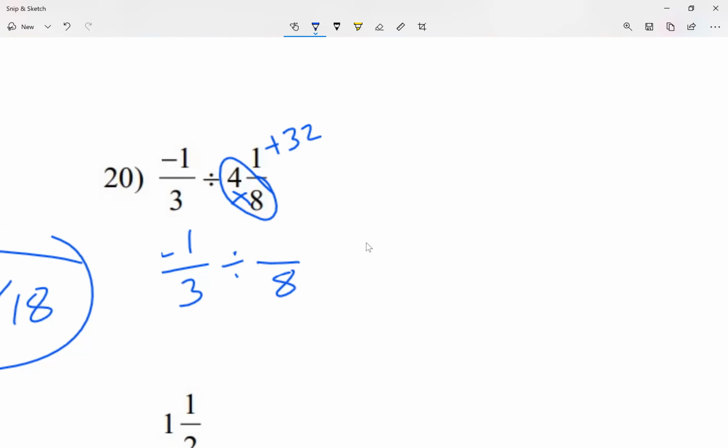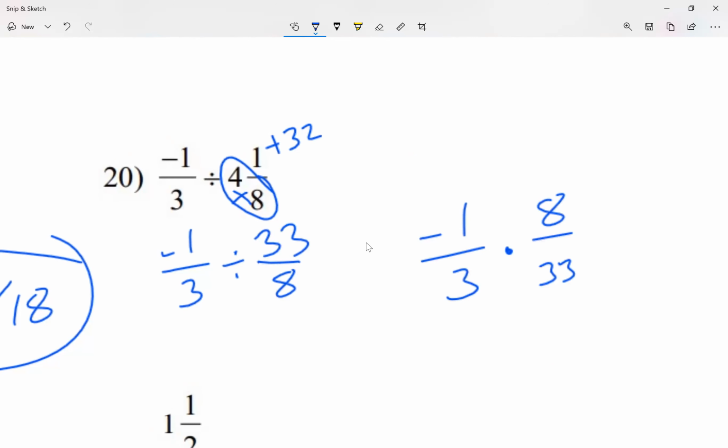When I add it to the top, 1 plus 32 is 33. So 4 and 1/8 is the same thing as 33 over 8. Okay, so now I'm going to convert this as -1 over 3 times 8 over 33. Remember, I have to change it to multiplication. I have to do the reciprocal of the second fraction. I'm going to ignore the negative sign for right now. I'm just going to multiply it.